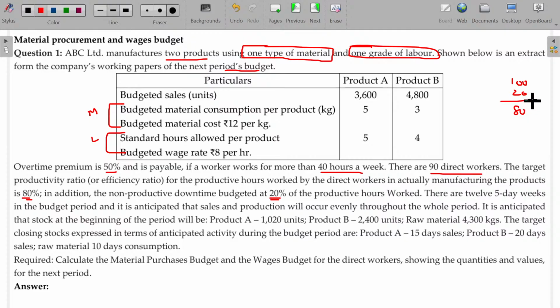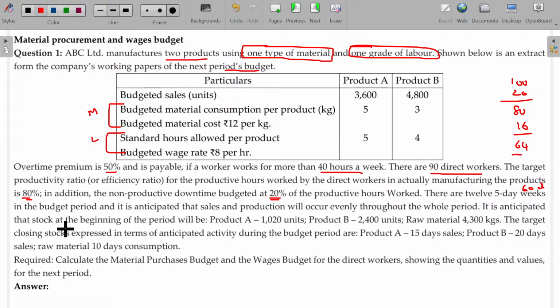So if you plan 100 hours, 20 hours will directly go off because of the productivity inefficiency of 80. In that you can produce only 80%. Another 20% on this, 16%, will go off. So only 64 hours may be effectively used for the productive purpose. There are 12 5-day weeks in the budget. So 12 into 5 days, 60 days. In the budget period, it is anticipated that sales and production will occur evenly throughout the whole period.